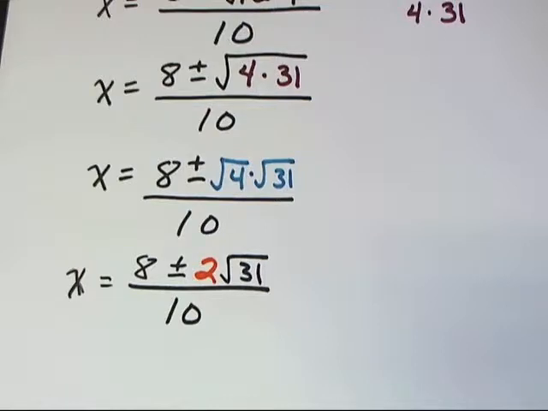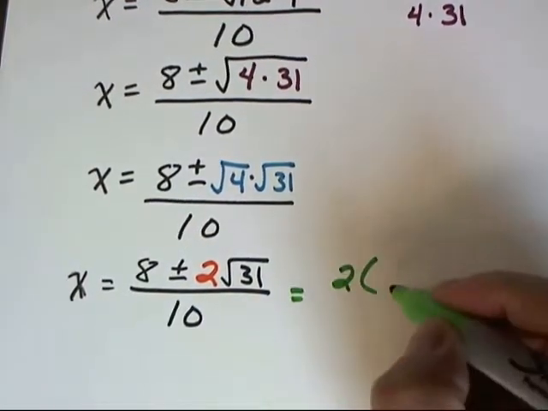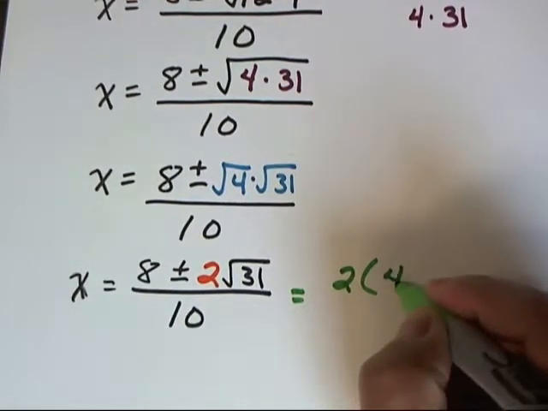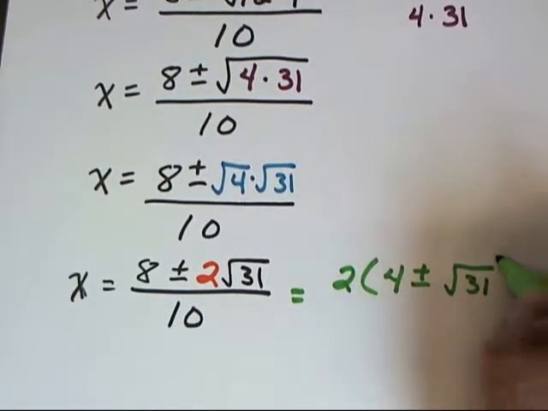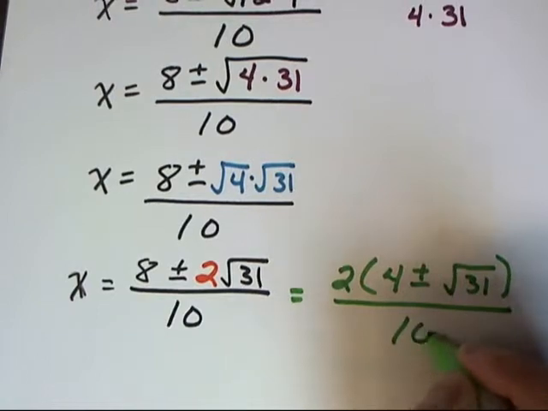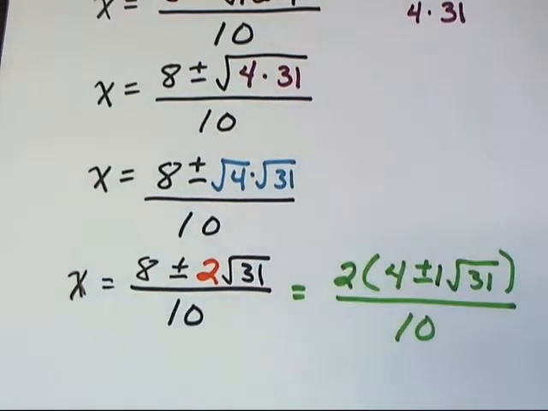But I do notice that 8 and 2 are both even numbers. As they are both even numbers, I have a greatest common factor of 2. So I can pull out the greatest common factor of 2 from the top. And so it would be 2 times the quantity of 4 plus or minus the square root of 31 all over 10. If you wish to put the 1 in front of the square root of 31, you can do so. But once again, 1 times anything is anything.